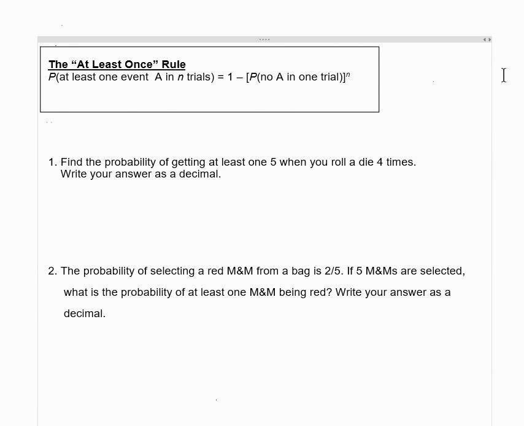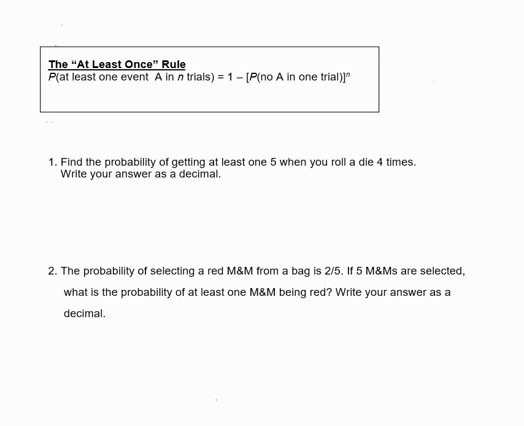Today we're going to be looking at the last part of section 7b, the at least once rule. Now this formula actually looks a little bit more complicated than it is, but it's really just based on what we have already talked about, that probabilities have to add up to be one whole. Either something happens or it doesn't.